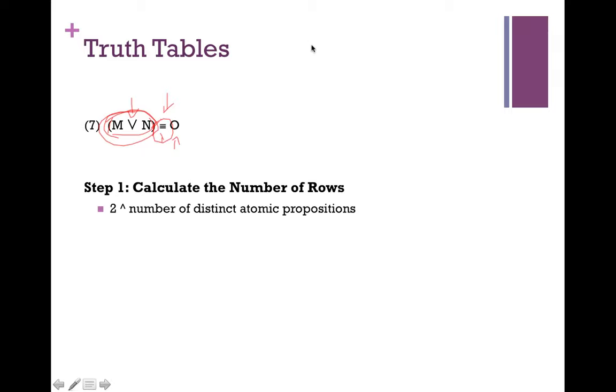Now we want to do step one, because we want to write up a truth table for this. Step one is calculate the total number of rows. Just like in the previous exercise, we have three different atomic propositions: M, N, and O. So we raise 2 to the power of 3, and we get 8 total rows. So that's how many total rows we're going to have.